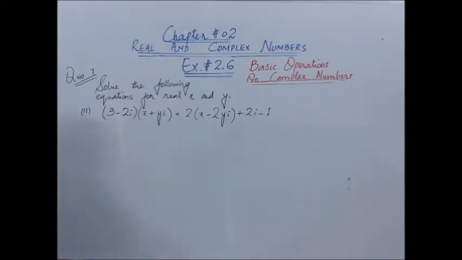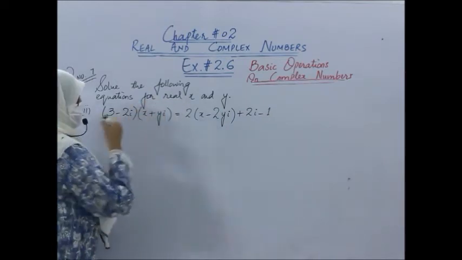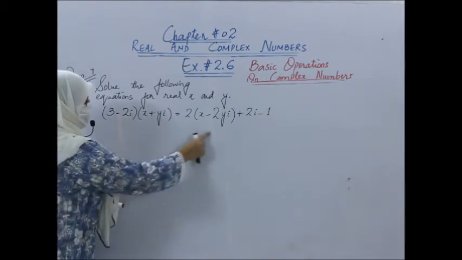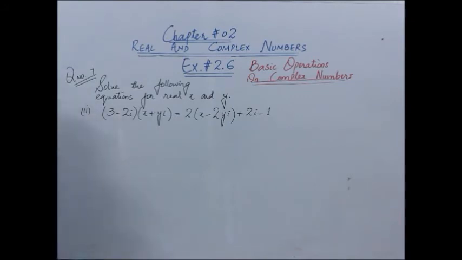Fine? Okay students, now last question. Question number 7 of exercise 2.6 is, solve the following equation for real x and y. We have to find out the value of x and y. And it is about equating two complex numbers or the complex numbers given on both sides.